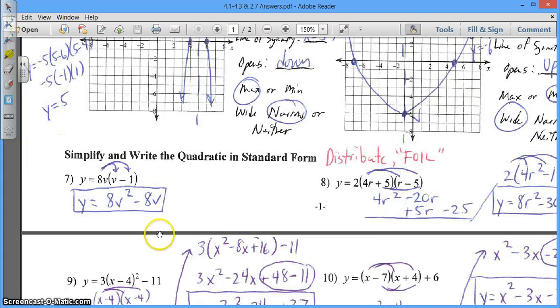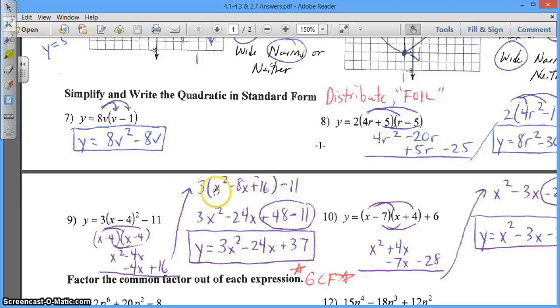7 and 8, 9 and 10 are just distributing, FOIL. Okay, we need to multiply them out. We want y equals, and we want our quadratic in standard form, highest exponent going to the lowest. So, number 7, I just distributed the 8v to both numbers in the parentheses. Number 8, I distributed the 4r to both numbers in the second parenthesis. Then I distributed the 5.